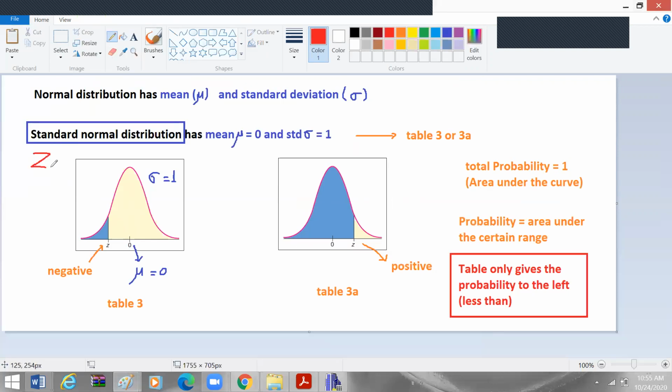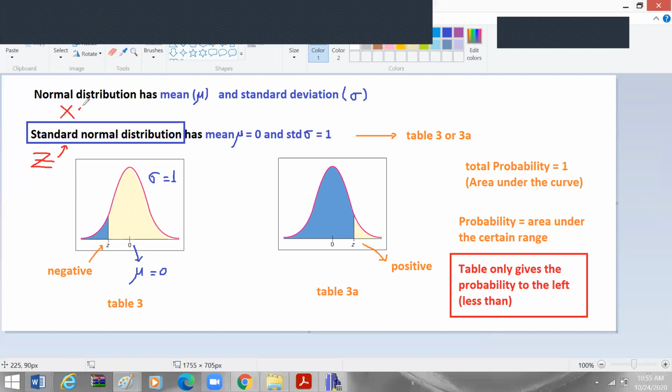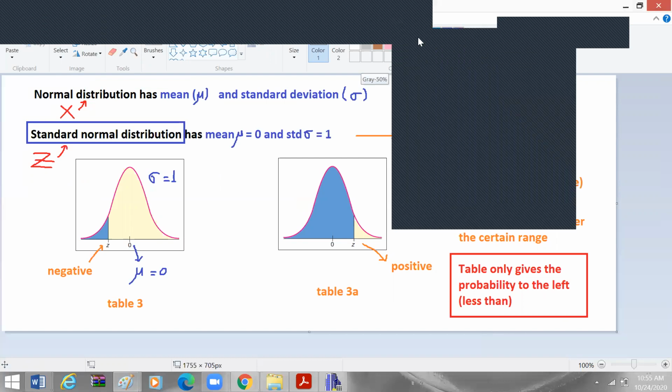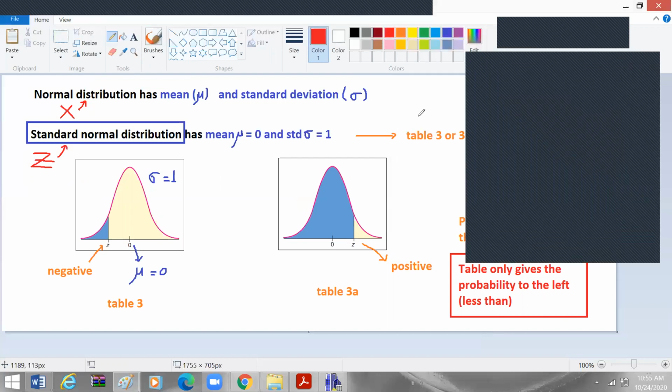We use the letter z for the standard normal. For the normal distributions, we're going to use the letter x. We're going to learn that. Why we use z, I don't know. It is just the people that love using it.